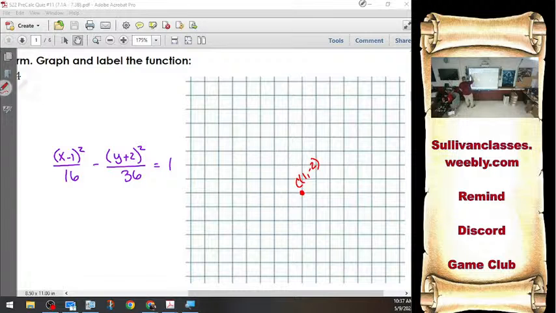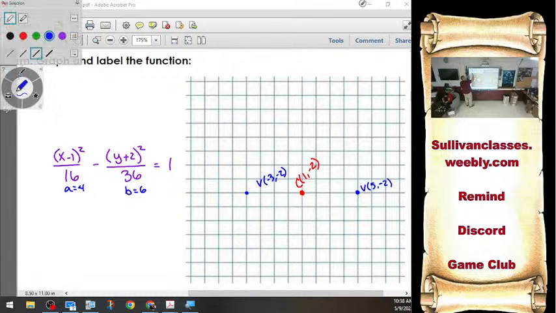A is 4, B is 6. Positive is my a squared term, not the larger. And if I go this way, 1, 2, 3, 4, for a vertex, I can write that, 5, negative 2. If I go 4 this way, 1, 2, 3, 4, I get a vertex of, what's that, negative 3, negative 2.